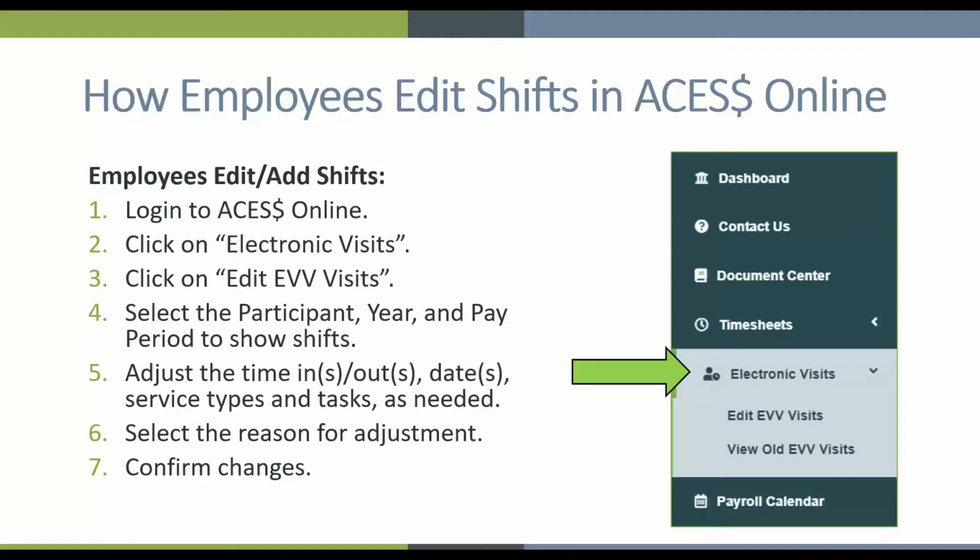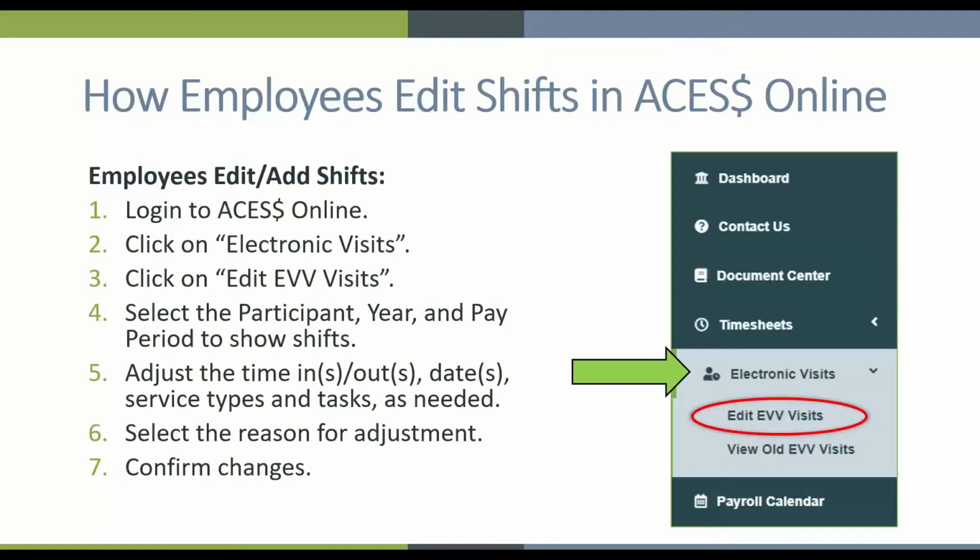On the left toolbar, you'll see electronic visits. And when that's clicked, below it, a submenu appears, and you'll see Edit EVV Visits. So you'll click on that, select the participant, the year, and the pay period, and then search. And that's going to bring up all the different shifts. You'll see statuses for the shift, and those that can be edited will have buttons that appear.